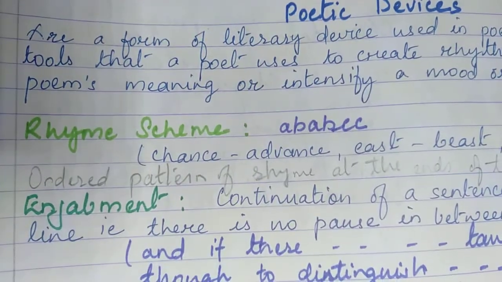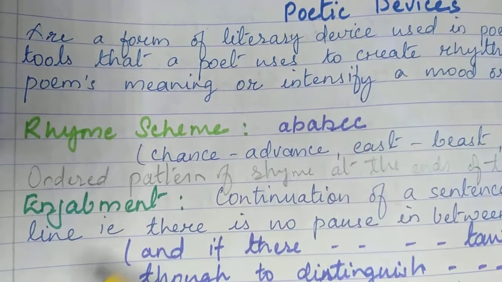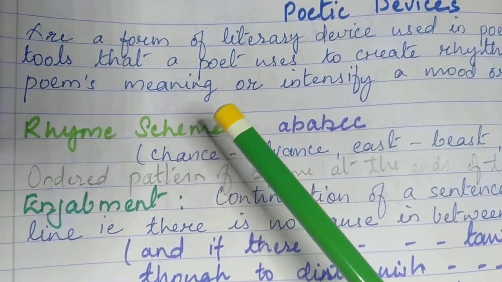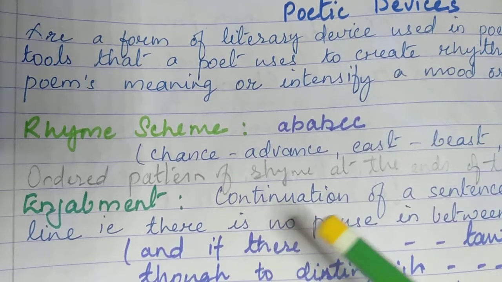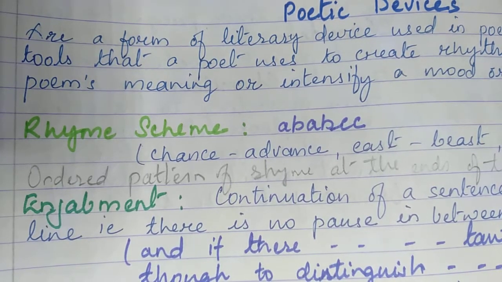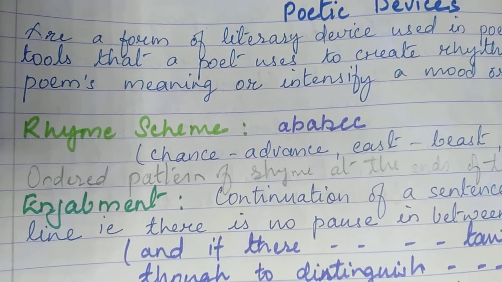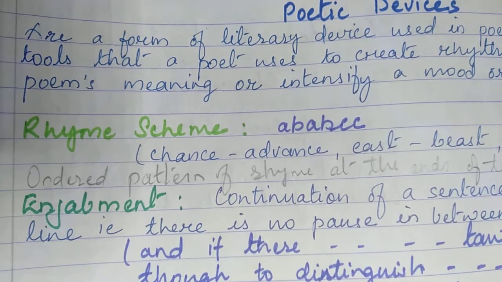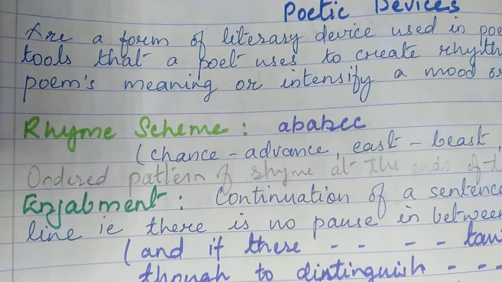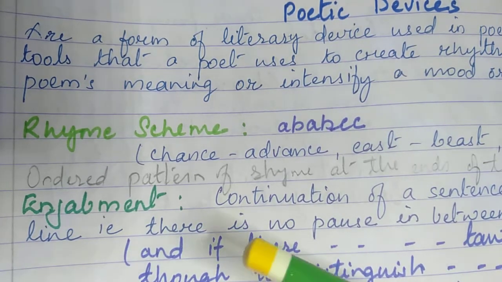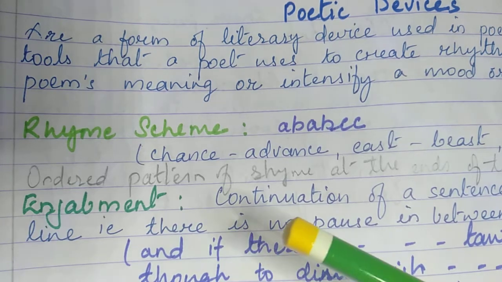The first poetic device is rhyme scheme. Rhyme scheme is the ordered pattern of rhyme at the end of the lines of a poem. That is, whether the lines are rhyming with each other or not, whether the alternate lines are rhyming or whether they are not rhyming at all. So you have to look into the poem's lines to identify the rhyme scheme. At times, certain poems have no rhyme scheme at all.